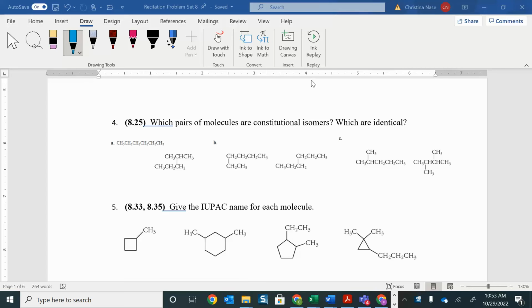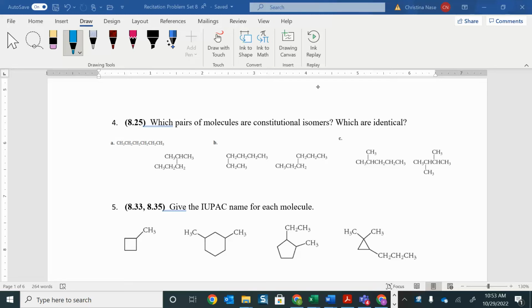We're going to try to figure out, are these different pairs constitutional isomers, or are they identical compounds? The best way to do that is to pretty much try to name them. So this first one I can see is a straight chain. I've got 1, 2, 3, 4, 5, 6. So that guy is just going to be hexane, if he has 6 here.